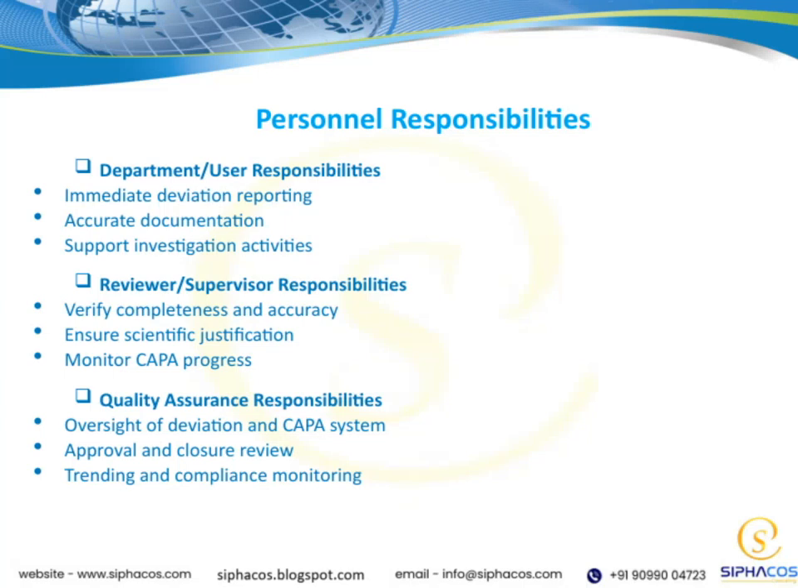Let's take a closer look at personnel responsibilities in our deviation management process. First, the department or user has the crucial role of reporting any immediate deviations as soon as they occur. This prompt reporting is essential for rapid response and containment. They also need to ensure accurate documentation of the deviation, capturing all relevant details clearly and thoroughly. Additionally, supporting investigation activities is key, as this helps us understand the root cause and prevent recurrence.